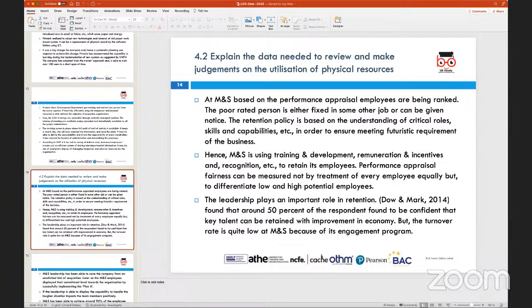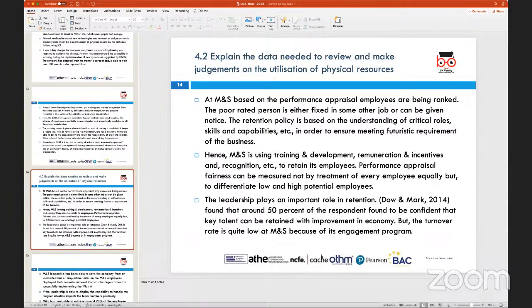So here, I have taken an example of Marks and Spencer, wherein Marks and Spencer's collection of data in terms of how employees are utilizing physical resources, and whether these physical resources are enough to help them achieve the objectives at the end of the year, is being looked at. In this case, Marks and Spencer looks at an appraisal-based system which is ranking-based. So they look at ranking in terms of poor, average, above average, good, and outstanding. And the ranking which is used also helps the HR department in shaping what is called the retention policy.